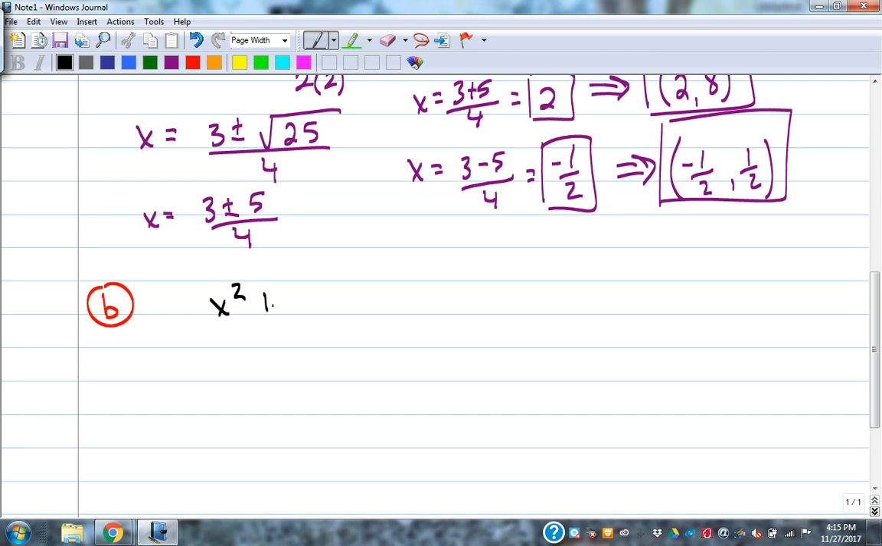X squared plus y squared equals 13, and x squared minus y squared equals 7.